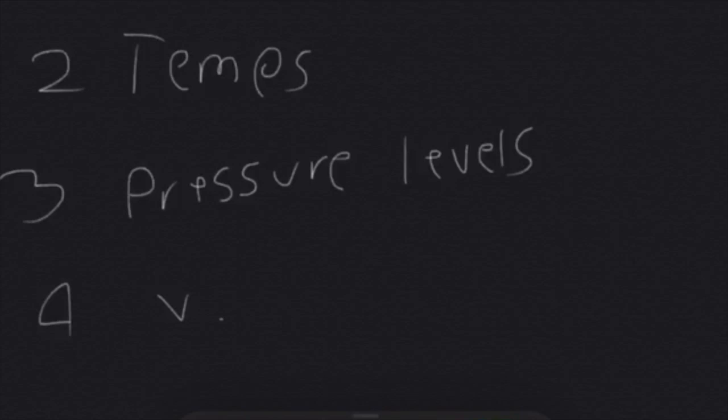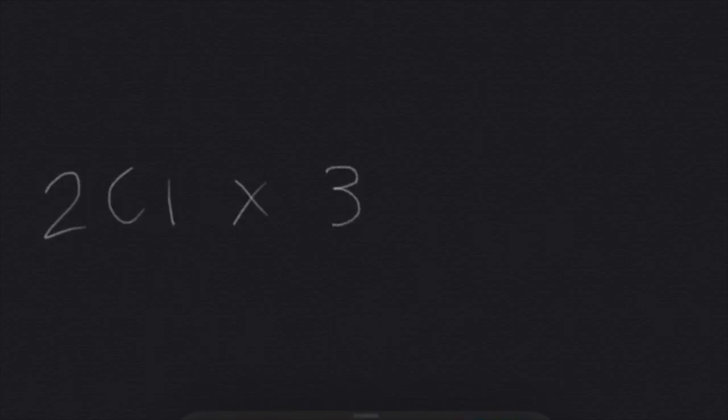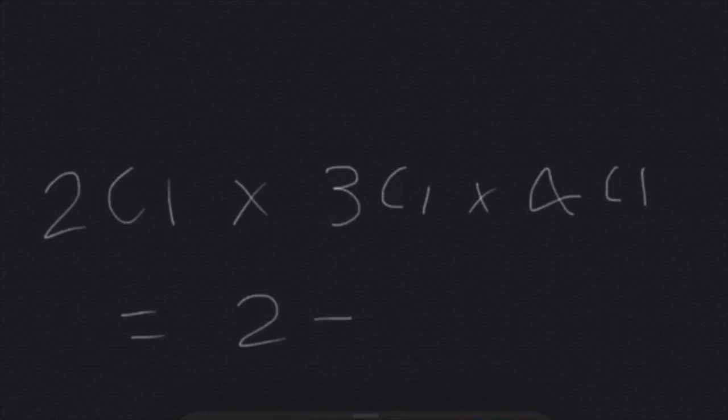So if it's a combination, we have to do 2C1 because we can only do one experiment at a time. So it's 2C1 times 3C1 times 4C1. And the result is 24, because 3 times 2 times 4 is 24. And we can see that it's correct.